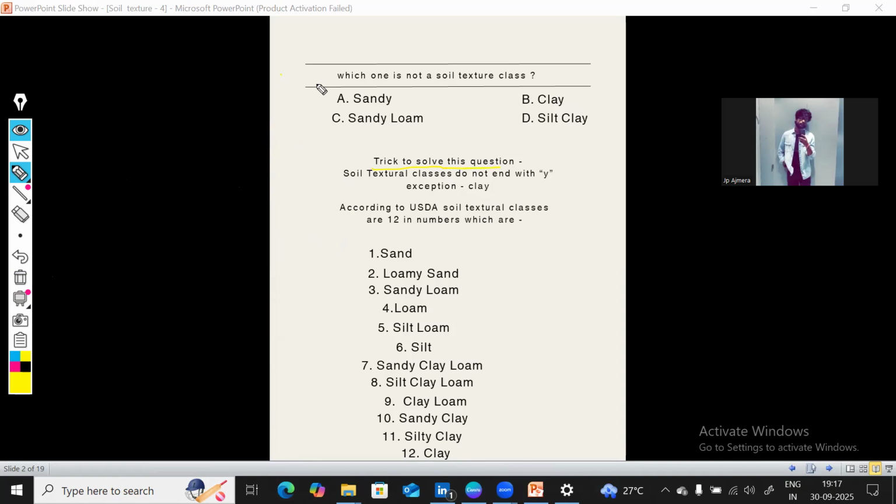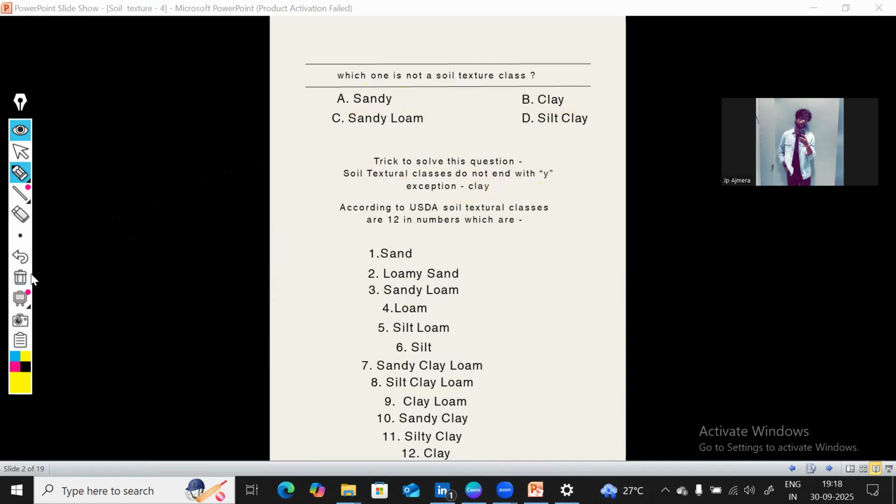Let's read the question first. Which one is not a soil textural class? Sandy loam, clay, or silt clay. How can we identify which one is not a soil textural class? There is a trick to solve these questions. The trick is very simple: soil textural classes do not end with a Y, except clay. There is no Y at the end of soil textural classes.